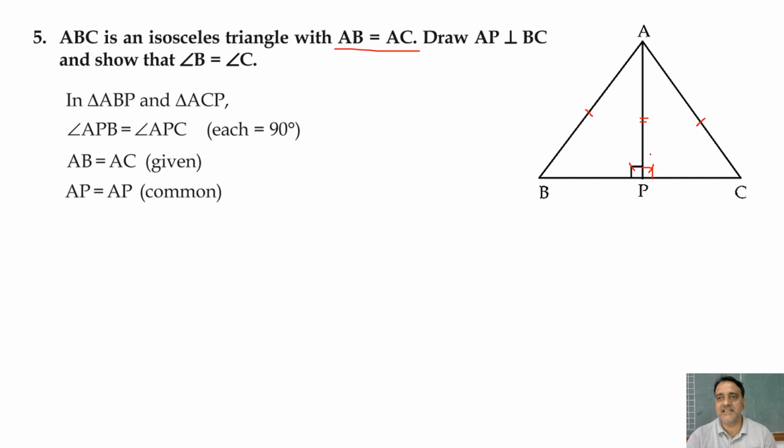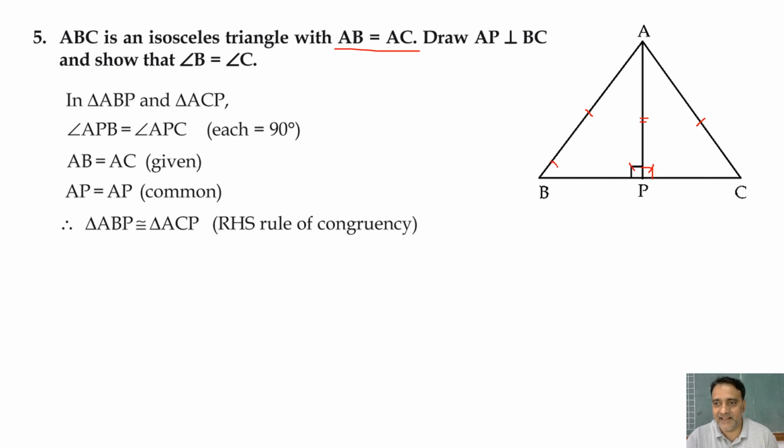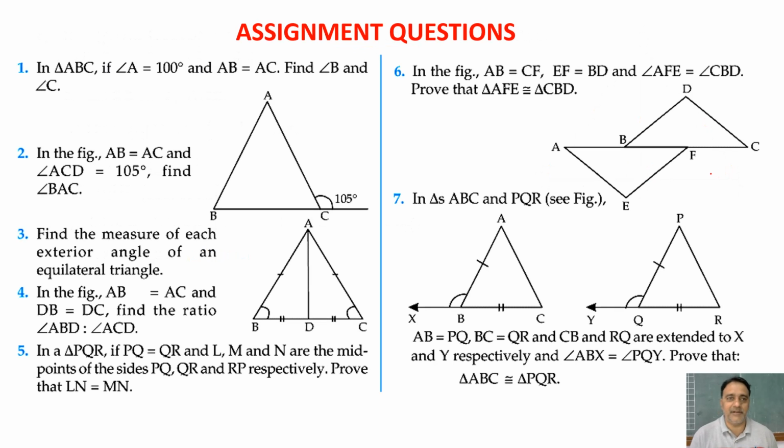Now these two triangles are congruent by which criteria? RHS. Very good. RHS congruence rule. So this will imply angle B is equal to angle C by CPCT. CPCT, right? And now we are moving towards the next section, the last section, assignment questions.